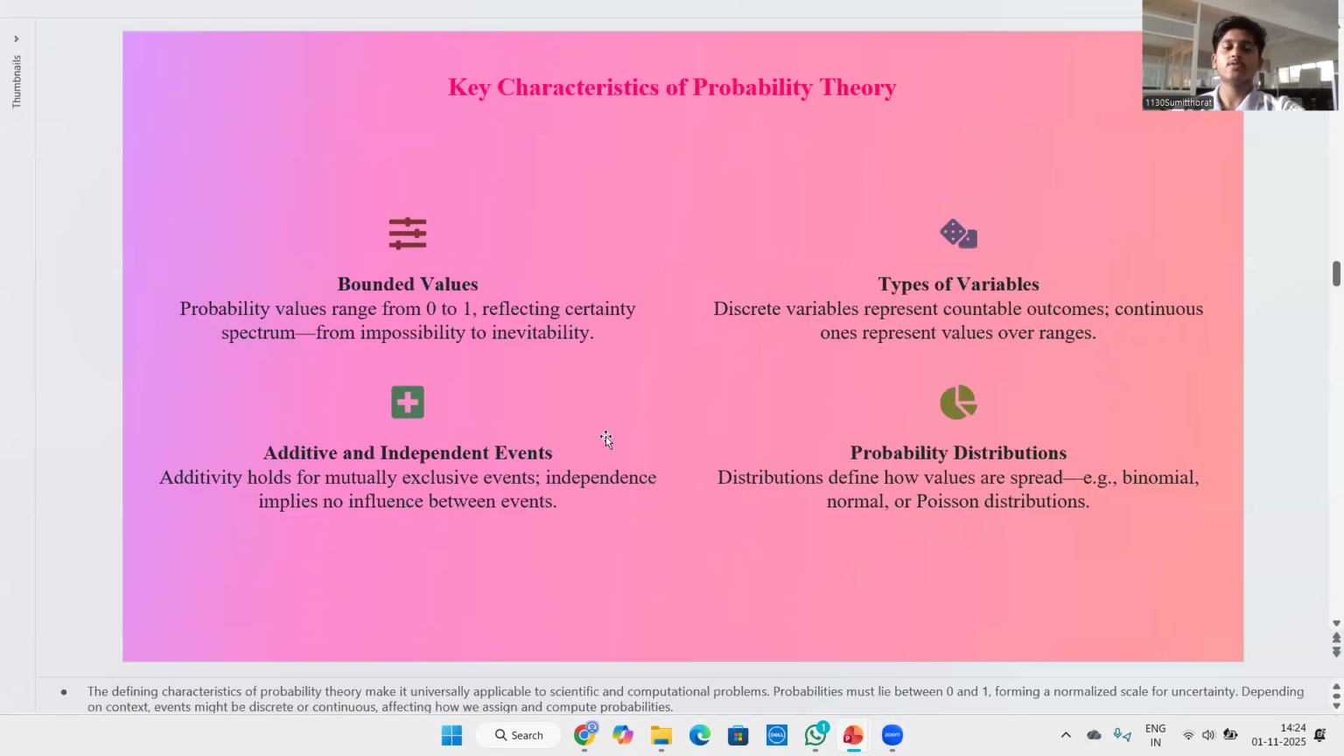Next, we see key characteristics of probability theory. Here are the main features of probability theory. Probabilities range only between 0 and 1. Random variables convert outcomes into measurable quantities. The total probability across all outcomes equals 1. It provides tools to reason logically about uncertainty. These characteristics make probability both mathematical and practical. They allow scientists, engineers, and AI models to express confidence in results, connecting mathematics directly to real-world prediction and analysis.